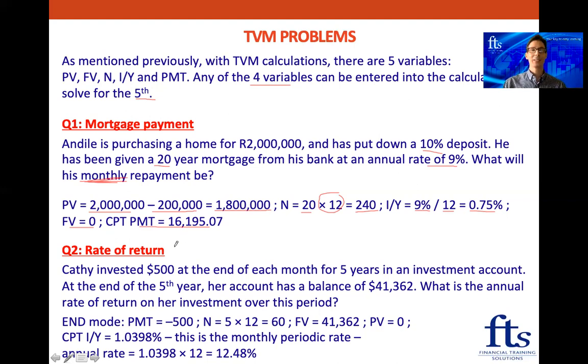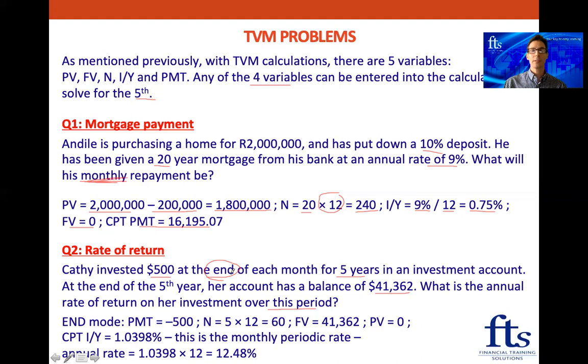Now let's try this question over here. We've got Kathy. She invested $500 at the end. So that's an important word there. So I'll circle it, at the end of each month for 5 years into an investment account. At the end of the 5th year, her account has a balance of 41,362. So they wanted to work out what is the annual rate of return on her investment over this period.